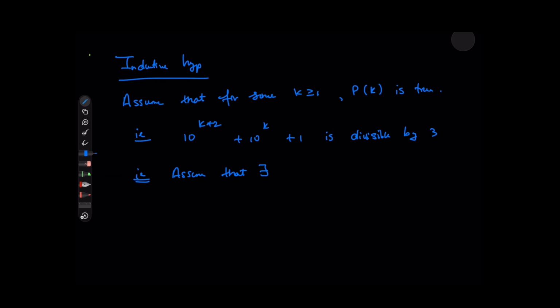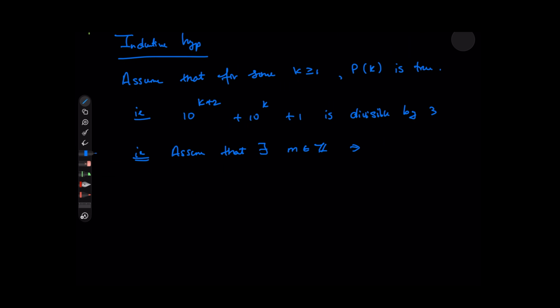Remember, whenever we have our inductive hypothesis, at some point in the inductive step, I have to use this back again, right? I have to ensure that I use it. So I'm going to call this statement here 10 to the power of k plus 2, etc. I'm going to use m, but you could use whatever you want. Some integer m such that 10 to the power of k plus 2 plus 10 to the power of k plus 1 is equal to 3 times m for some integer m. Okay, so this is the inductive hypothesis.